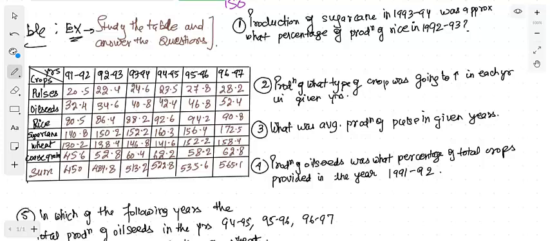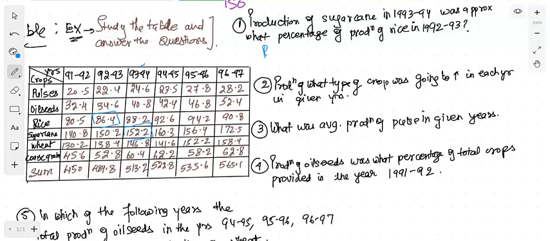So the first question is: the production of sugarcane in 93 to 94, it means this year, and the production of sugarcane here is 152.2, was approximately what percentage of production of rice in 92 to 93? Rice is here, 86.4. So they are asking what production of sugarcane was approximately what percentage of production of rice.